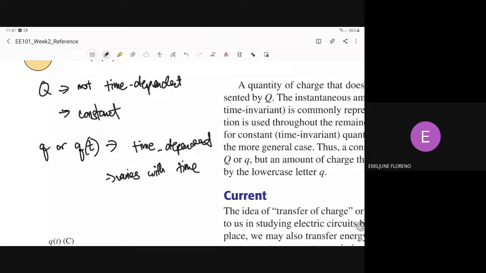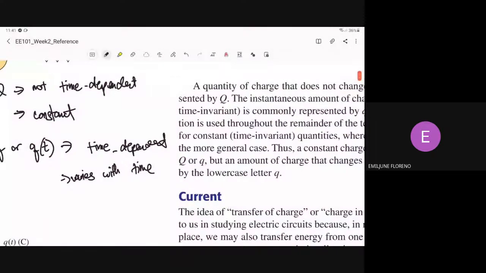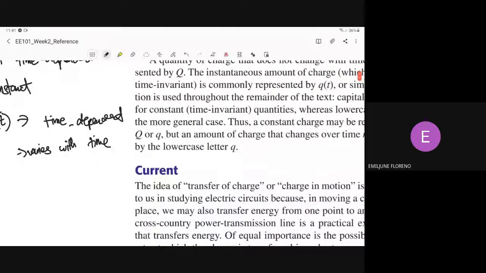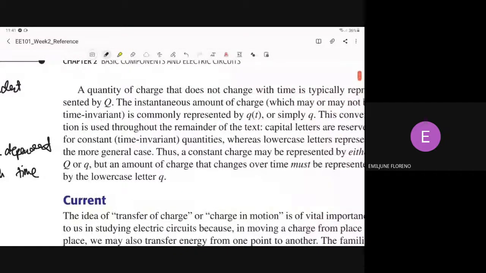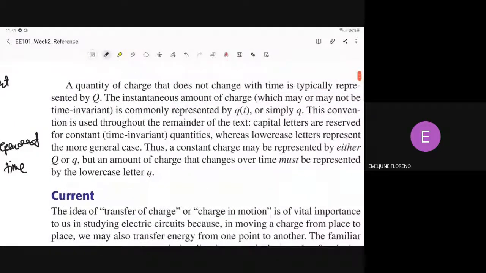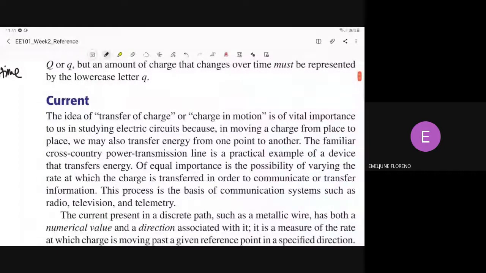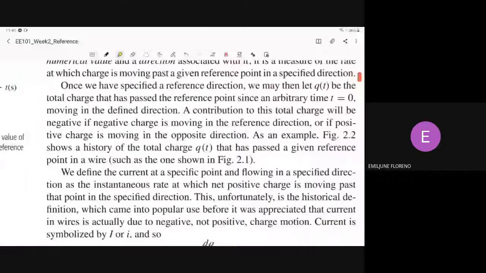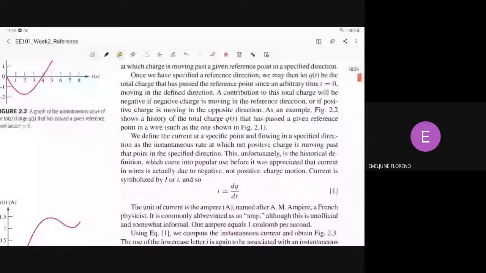So again, kung big letter Q or capital Q, it means nga not time dependent siya. So constant siya with respect to time, dili siya mo-change. But kung small letter q or q of t, it would then be time dependent, or the value varies with time. Okay, so we have already discussed the basic concept of current, which is transfer of charge. So kung mag-move atong charge, or charge in motion, we would then be able to produce current.